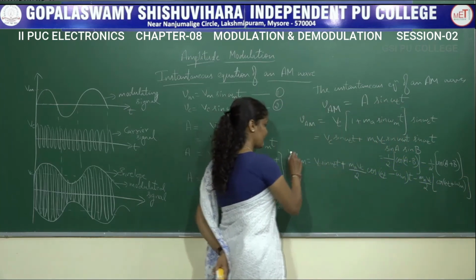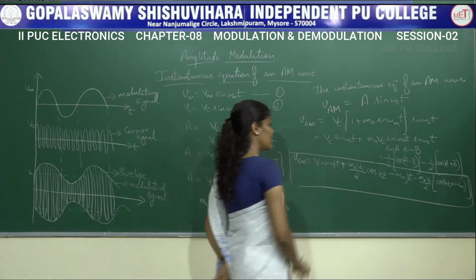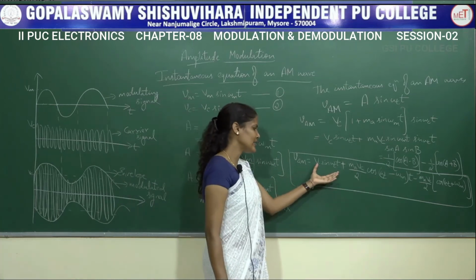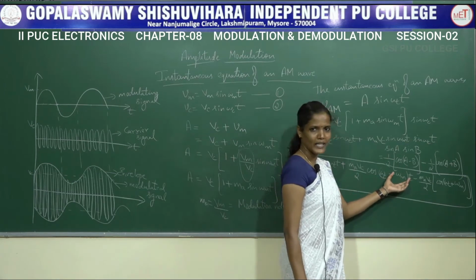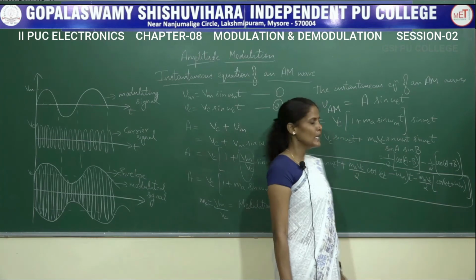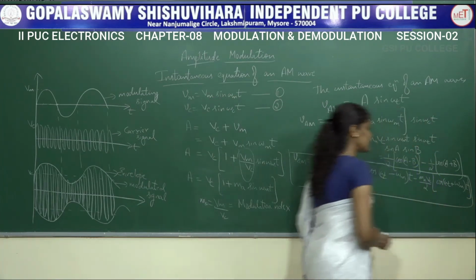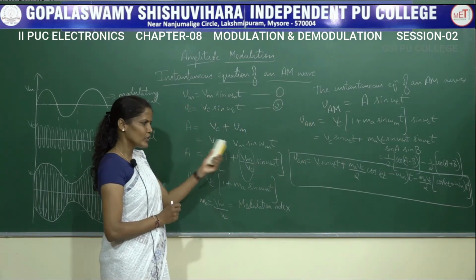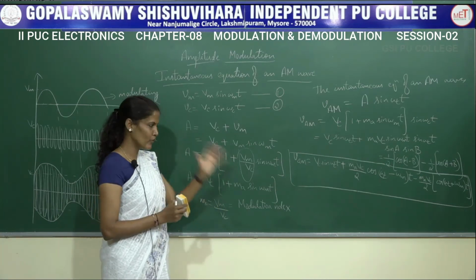So this is the final expression for the instantaneous equation of an amplitude modulated wave, that is Vc sin omega c t plus ma Vc by 2 cos (omega c minus omega m) t minus ma Vc by 2 cos (omega c plus omega m) t. So this is the final instantaneous equation of an amplitude modulated wave. This question will be most frequently asked in part E of the question paper for 5 marks.